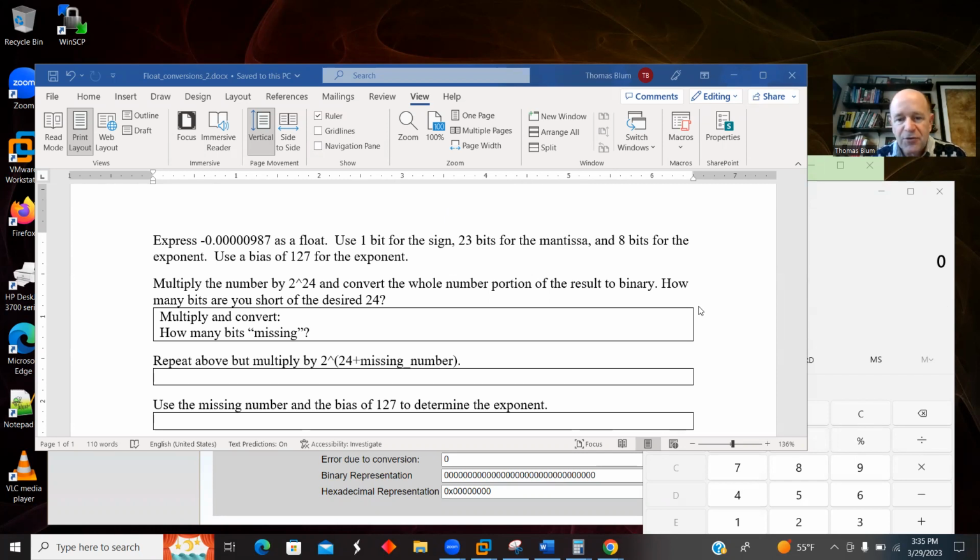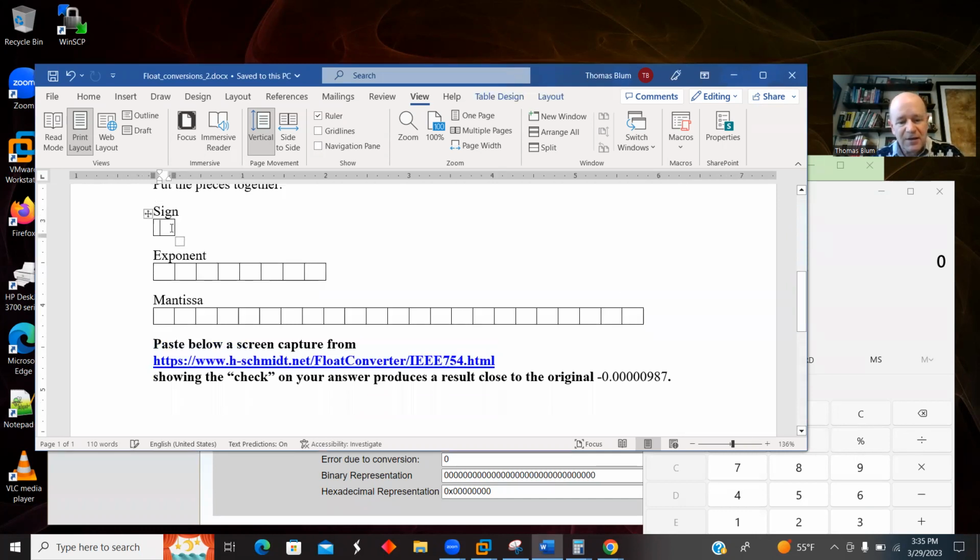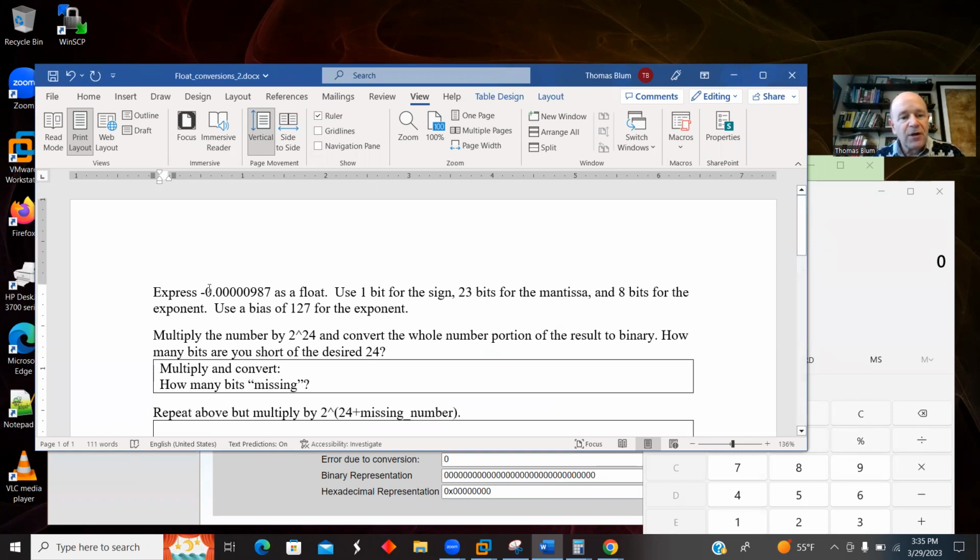Okay. So let's just take the first thing, the sign. It's a negative number, so the sign bit is 1. So that's the easy part. Okay, so now I'm done with the sign. I don't have to think about sign.